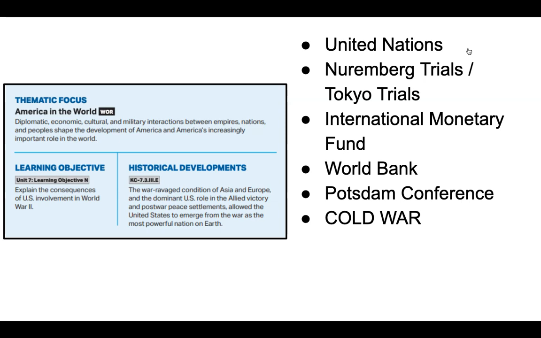You have the U.S. and the other allies holding the Nuremberg and the Tokyo trials and trying the leaders of both Germany and Japan for war crimes. The U.S. will help establish the International Monetary Fund and the World Bank to help create conditions that will hopefully not lead to another Great Depression. And then, of course, the end of the war. At the Potsdam Conference, the U.S. and the Soviet Union basically split up Germany and Europe, and create the tension that will eventually lead to the Cold War.